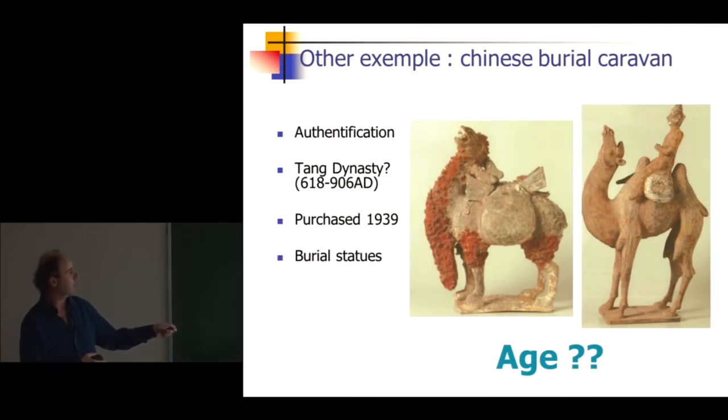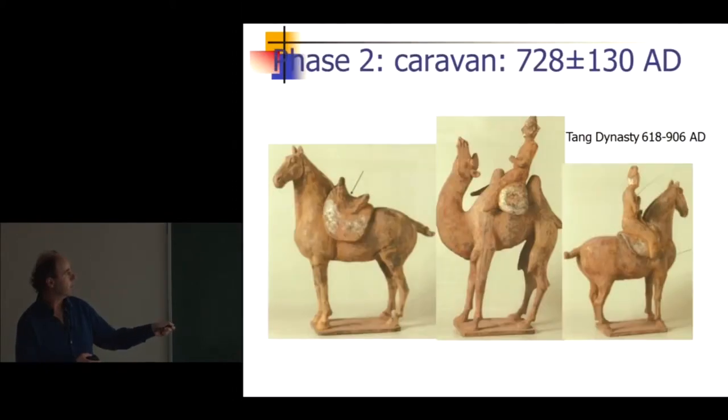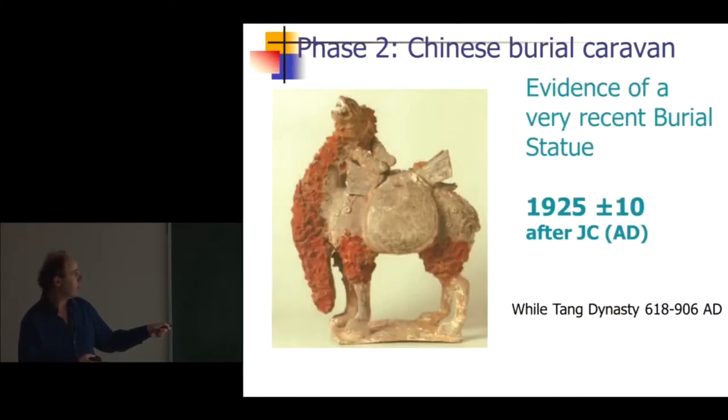So this one was purchased in 1939, and it was important to test the age. So this is an example, for instance, of this type of pottery. So this one is the good age. But this one, for instance, was made in 1925, plus or minus 10 years after Jesus Christ, okay? So very close to the other one, but this one is not a good one.